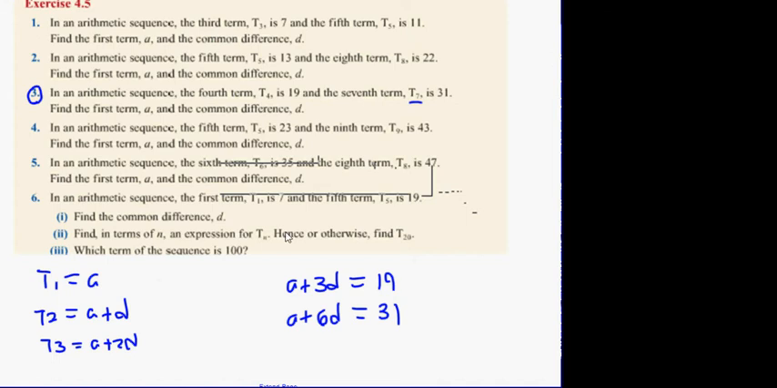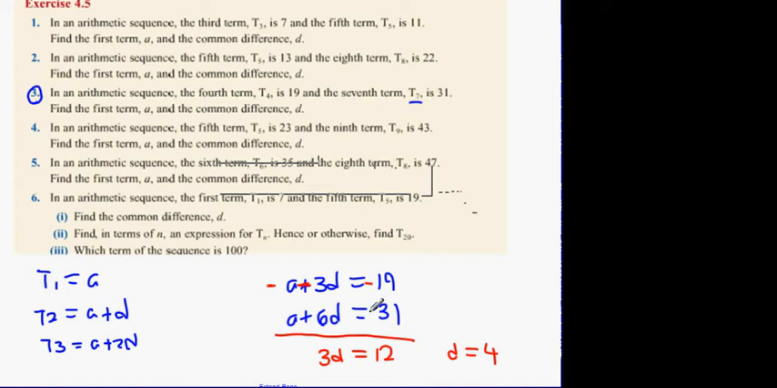Now upon this simultaneous equation we're going to multiply this one by minus, so we're going to get minus A minus 3D equals minus 19. What we're going to get is 3D equals 12. And then D equals 4. Okay, so 3D equals 12, D equals 4.